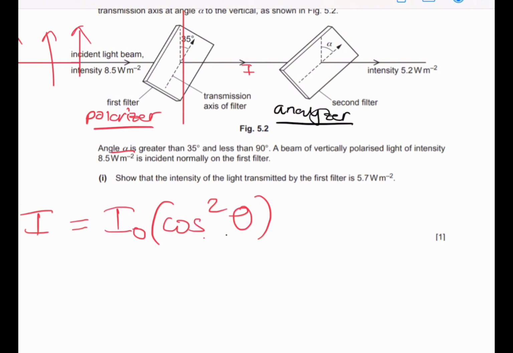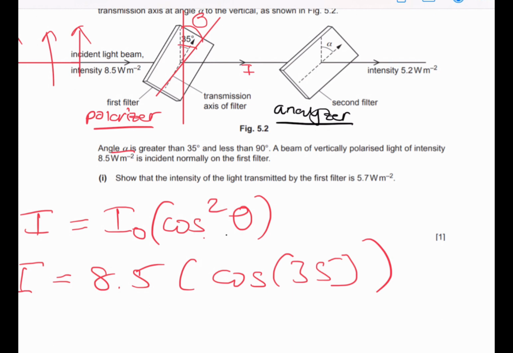So we have two filters. It doesn't really matter; you can have many filters, but what's important is to understand the principle. This light is coming in vertically, but this axis is positioned at 35 degrees. So your angle theta is the angle from this axis to that axis, so it's 35. The intensity that you get out would be, what is your initial intensity? It's 8.5 cos of 35.